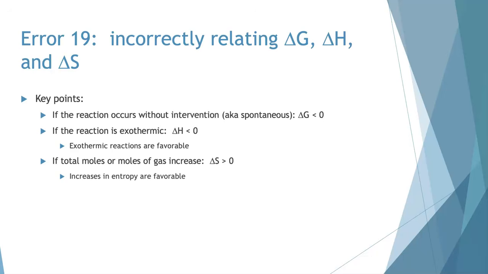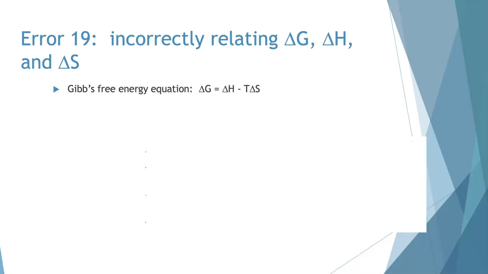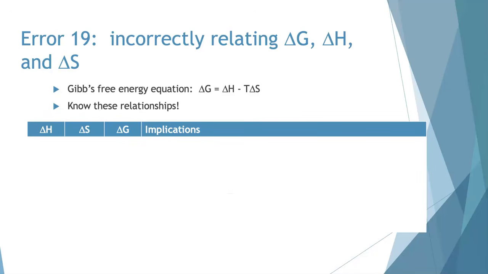If the total moles or the moles of gas increase, we're probably going to have a positive change in entropy, and increases in entropy are also favorable. Remembering that spontaneous reactions have negative delta G is a really helpful thing. I also want you to be able to talk about the Gibbs free energy equation and relate it to the signs of delta H and delta S. You need to really know these relationships and be able to do calculations with them as well.